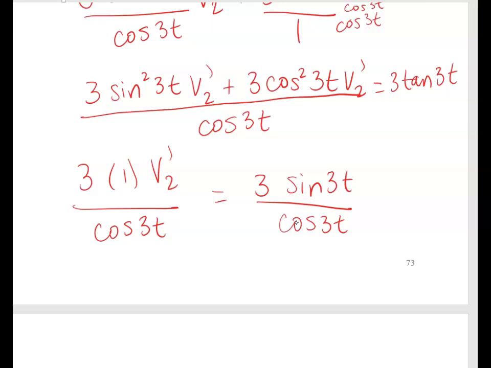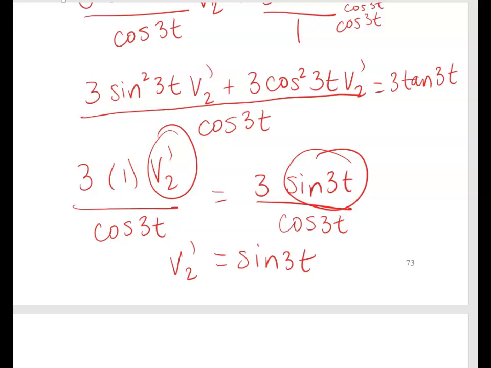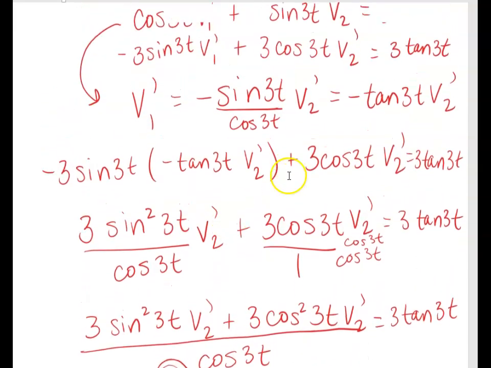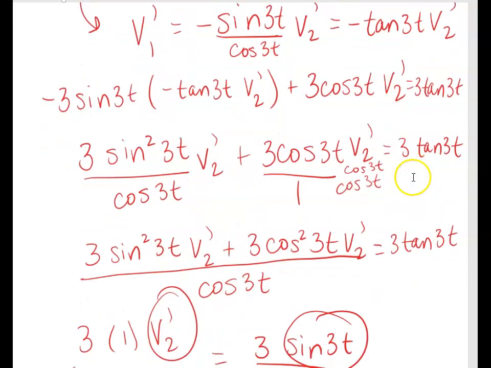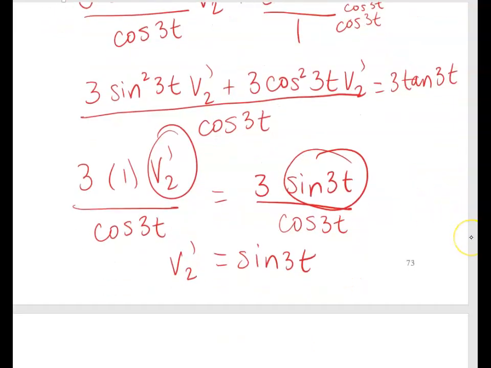They both have 3 in the numerator, so that means v2 prime has to equal sine of 3t right here. This v2 prime has to equal sine of 3t. And then v1 prime, remember that v1 prime we said earlier was equal to negative tangent of 3t times v2 prime. So let's fill that in here.